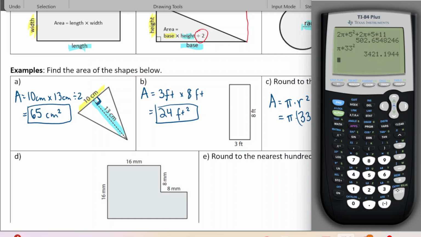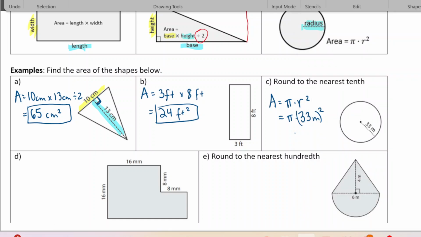So 3421.2, because the 1 is next to a 9, so we need to round it up. And I'm going to use a little squiggly saying that I've rounded it. It's not an exact answer. And notice my units are meters squared.